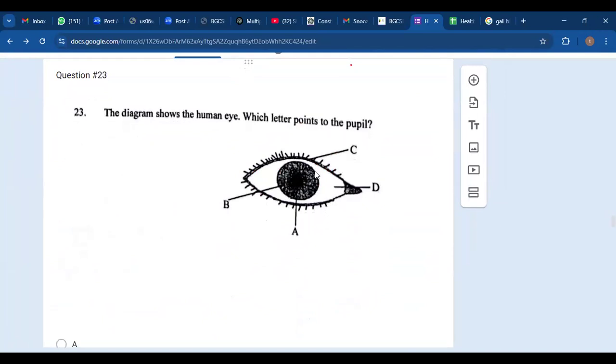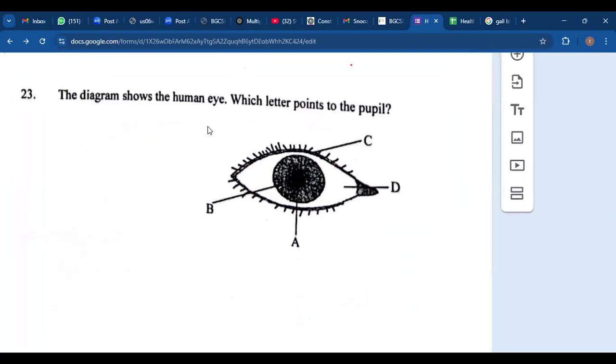Y'all can't really see it. Let me show you. You could tell, I think it's B. Don't disrespect my diagram like that. My diagram is pointing to the very dark part. Okay, A. Let's think. Is it A, B, C, or D?